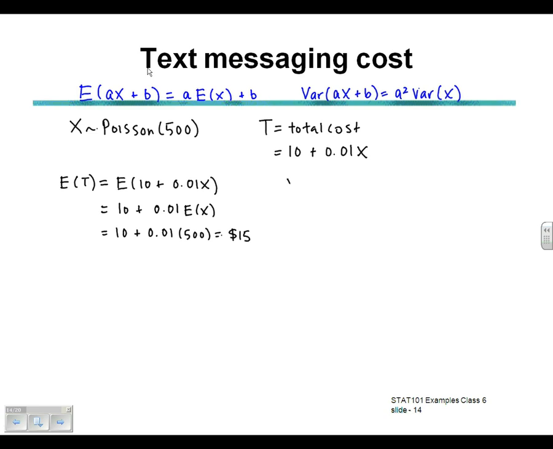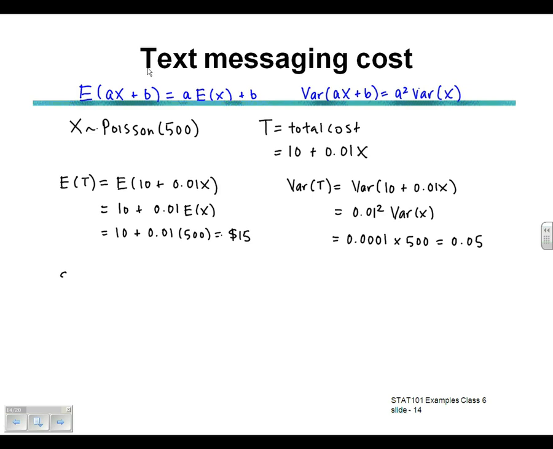Now we're looking at the variance for T. The variance for T is the same as the variance for 10 plus 0.01X. And that, using the formula at the top, is equal to 0.01 squared times the variance of X, which means that we can write 0.0001 multiplied by 500, because the variance of X is also the value of lambda, 500. And that gives us 0.05.